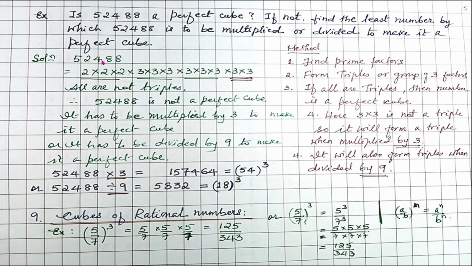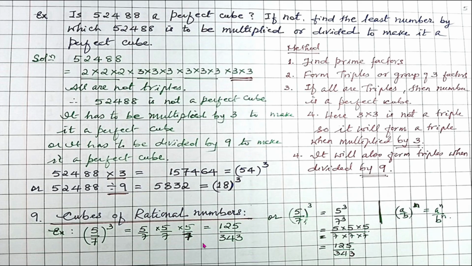Therefore, to find out if a given number is a perfect cube and what has to be multiplied or divided to make it a perfect cube, the method is to find the prime factors and group them into triples. If all are triples, it is a perfect cube. Nothing has to be added or subtracted, nothing has to be multiplied or divided. Then find out which are not triples. Either you make it a triple or eliminate it. To make it a triple, multiply it by 3, and to eliminate it, divide it by 9. That is the procedure of finding out whether a given number is a perfect cube and what has to be multiplied or divided to make it a perfect cube.